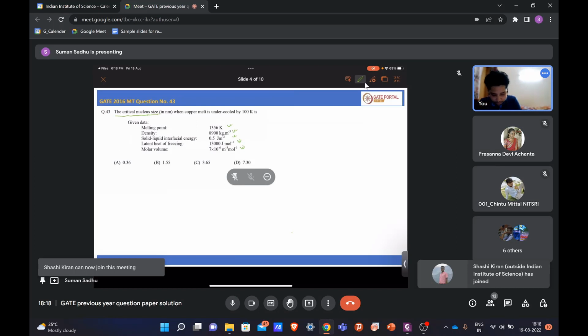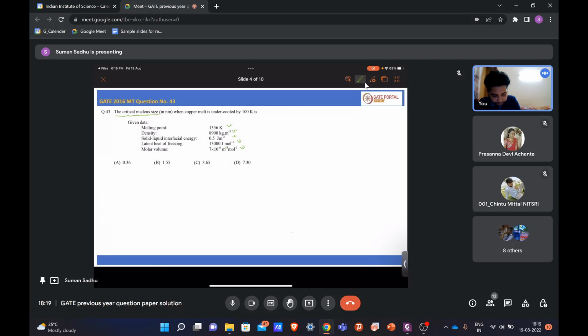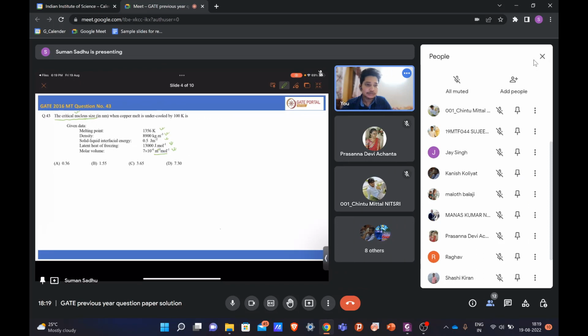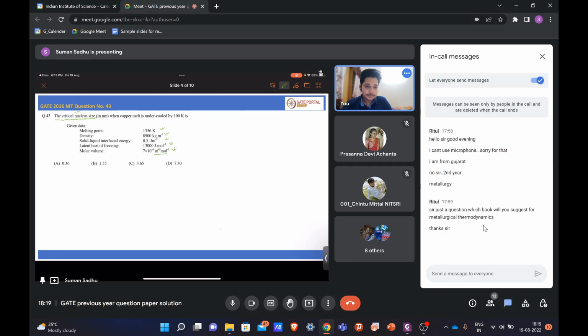There is a unit error here. It will be meter cube mole inverse, not meter to the power minus 3 and mole. So we have to calculate the critical nucleus size. Does anyone here want to answer what the critical nucleus size is? You can type in the chat box also, or you can unmute. What is a critical nucleus size?